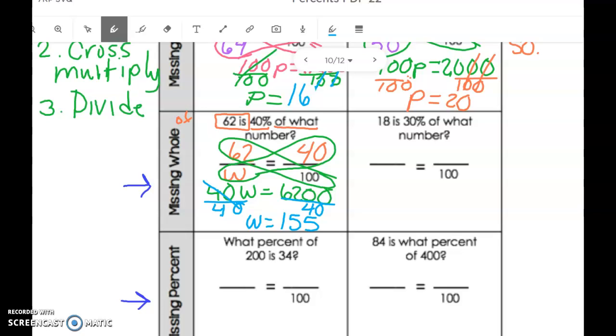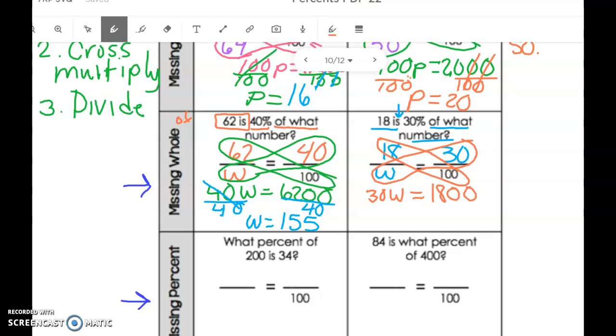Okay, next up, 18 is 30% of what number? Same thing, we're missing our whole number. Is the part, so 18 goes on top here, and our percent goes over 100. That's our first step, setting up the proportion. Next up, cross multiply those guys. 30 times W, 30W, is equal to 18 times 100. Well, 1 times 18 is 18, and I'm just going to bring those zeros with me. That was our step 2, cross multiply. Step 3, divide to get our answer.